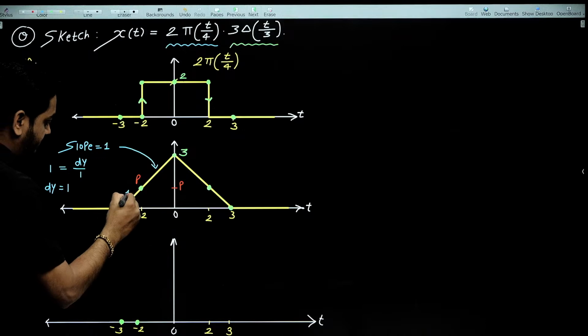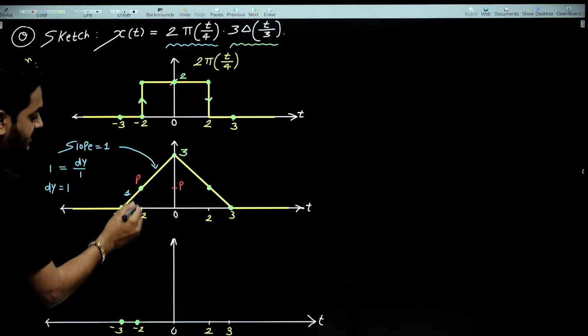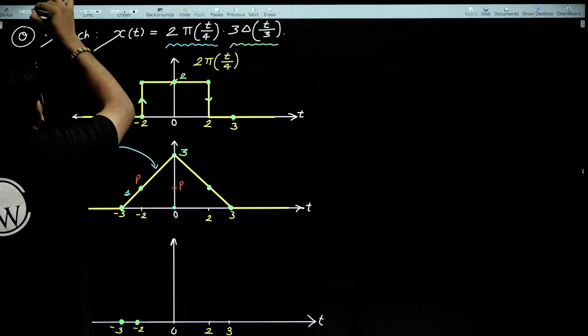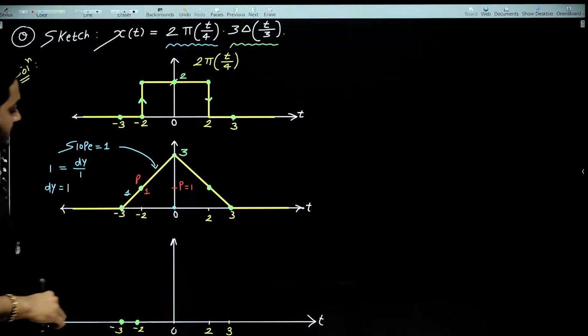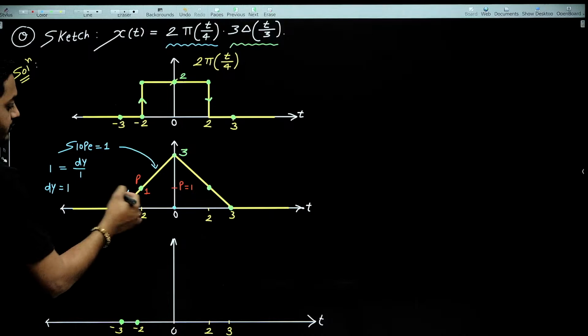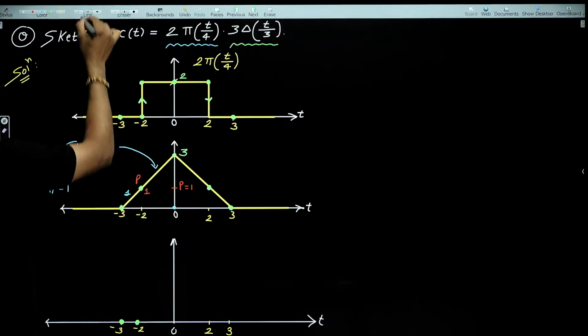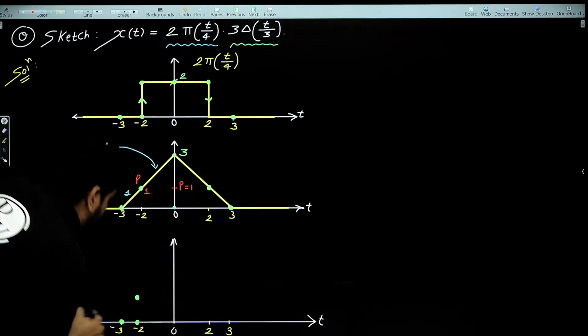If slope is 1, dx is 1, then dy is also 1, guys. This is the origin. So p is equal to 1. Here the amplitude is 1. So here 2 into 1 is nothing but 2.